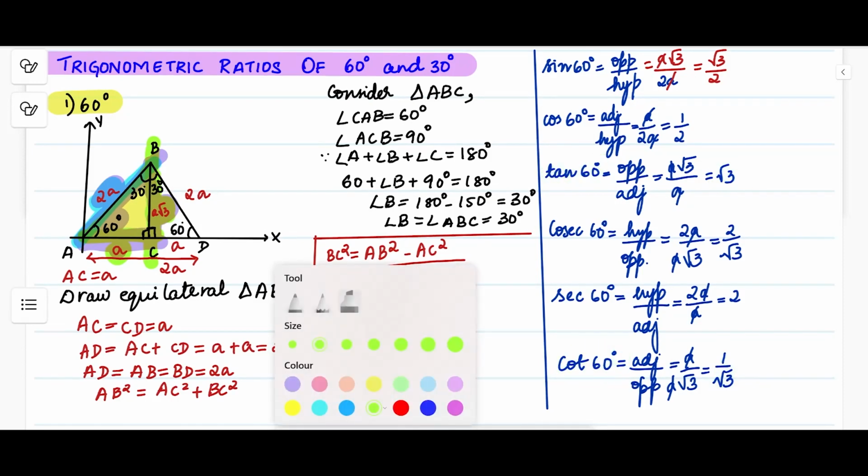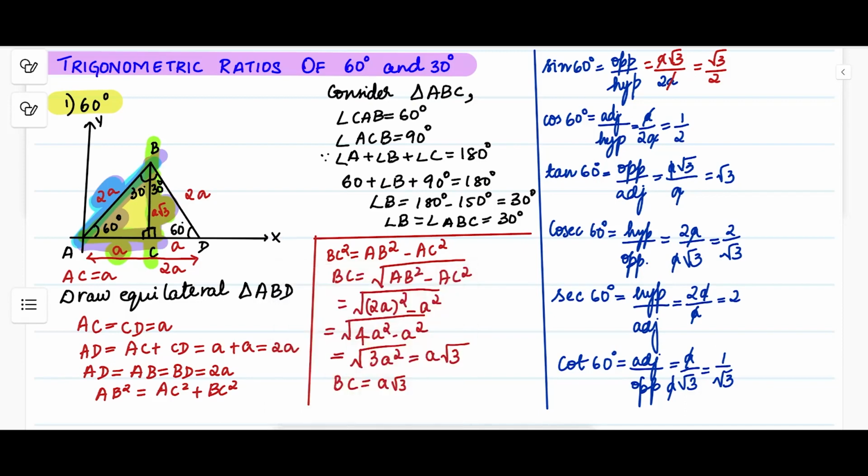Here we found the ratios of the trigonometric functions for angle 60 degrees. First one is sine 60, whose value is root 3 by 2. Cos 60 degrees has the value 1 by 2. Tan 60 degrees has the value root 3. Cosecant 60 degrees has the value 2 by root 3, which is the reciprocal of sine 60 degrees. Secant 60 degrees has the value 2, which is the reciprocal of cos 60 degrees. Cot 60 degrees is the reciprocal of tan 60 degrees. So the value of cot 60 degrees is 1 by root 3.